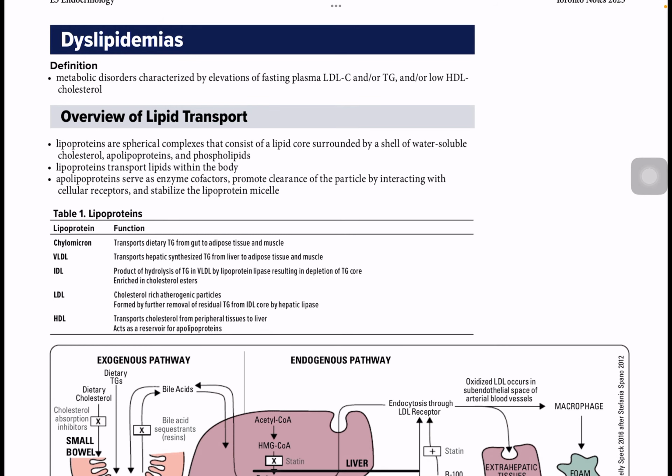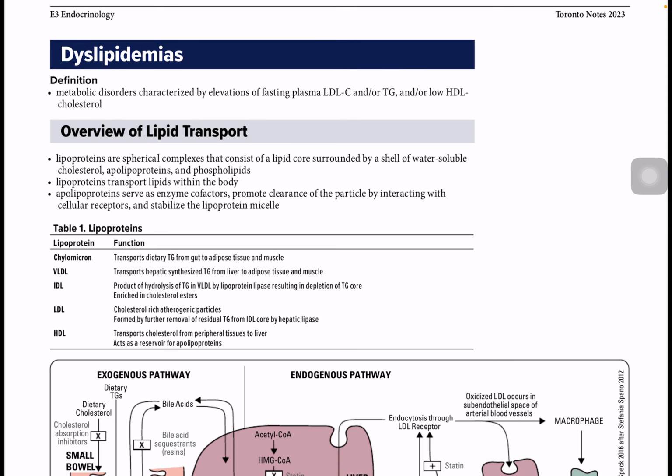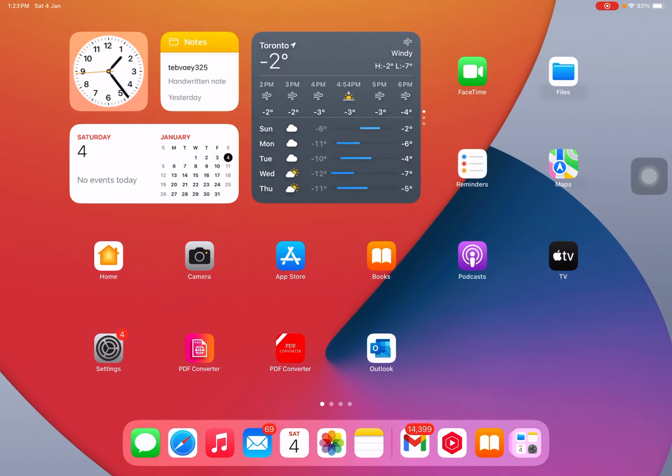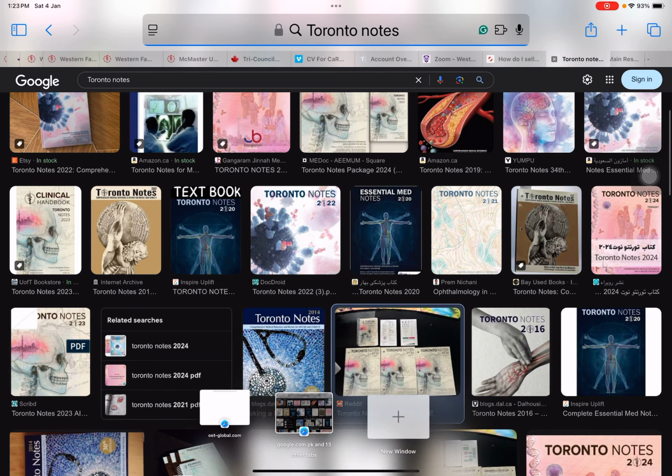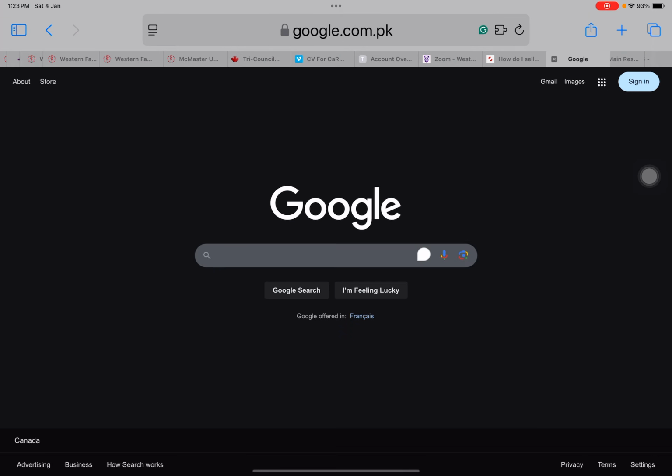Hello everyone, and in today's video we are going to cover dyslipidemias. This is the dyslipidemia portion from endocrinology. In the previous video I told you that there are two portions of dyslipidemia: one is from family medicine, the other one is in endocrinology. This objective of MCC says abnormal lipids, let me just show you.